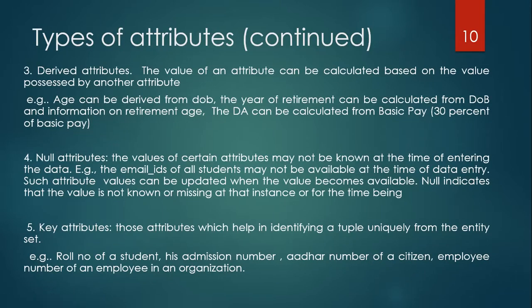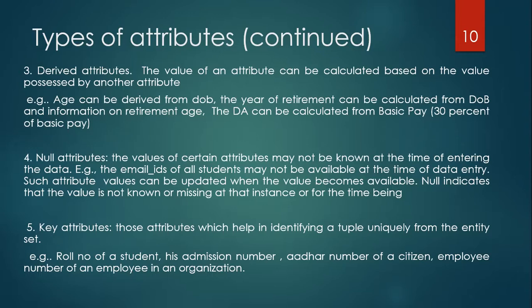Then the third type of attributes is the derived attributes. Derived attributes are usually those attributes whose value can be calculated based on the value possessed by another attribute. That means this particular attribute depends on another attribute for its value. For example, if you know the date of birth of a person and if you know the current date, then definitely the age can be found from the date of birth. The difference between the years can be found as the age.